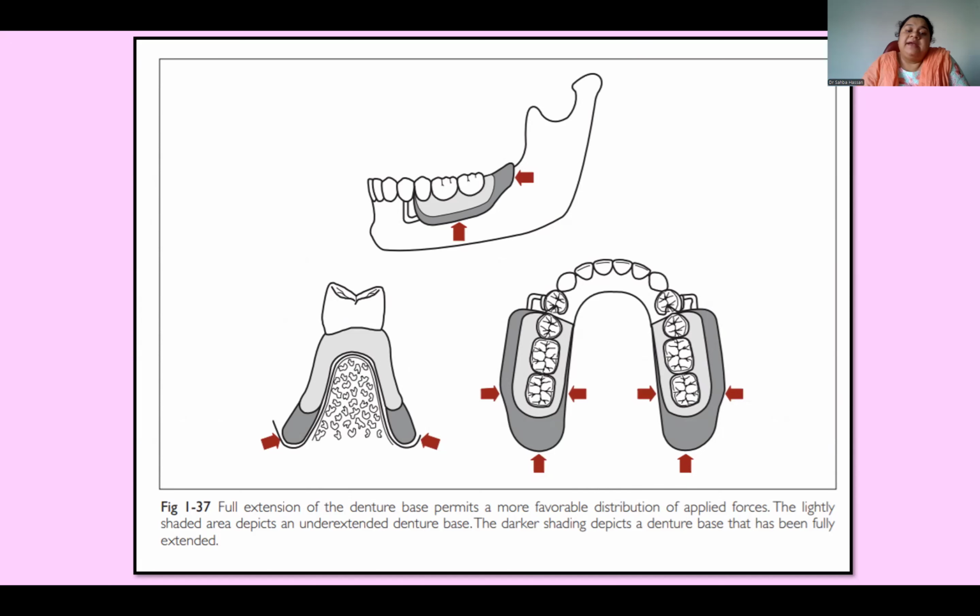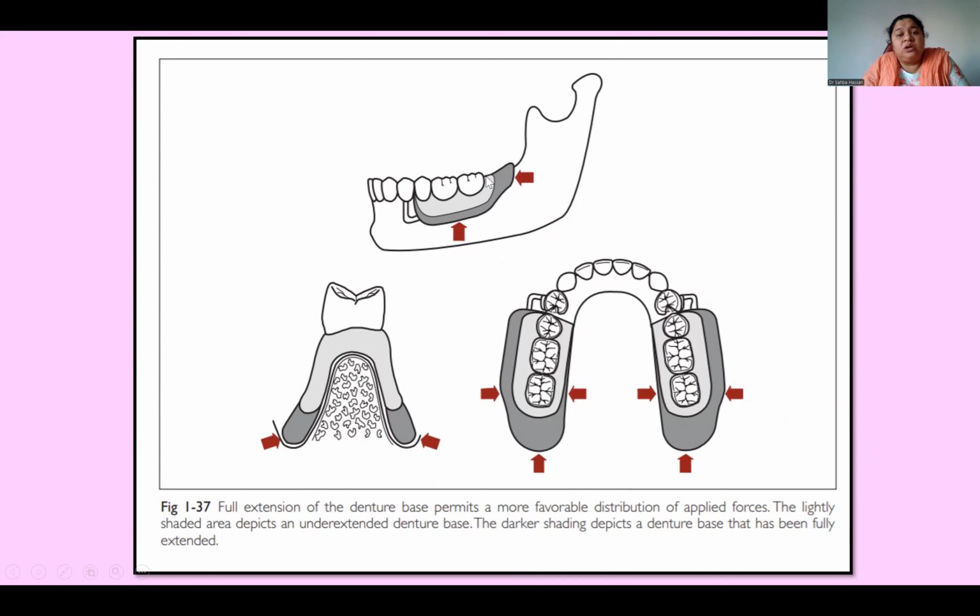Here, one thing, see, light gray, dark gray line, you can say. Full extension of the denture base permits a more favorable distribution. The light shaded area depicts an underextended denture base. The darker shading depicts a denture base that has been fully extended. So we should make a fuller one. Never extend to half. If you're not extending fully, force distribution wouldn't be that good. What I want to show through the diagram is that light gray is wrong. Extend it to dark gray.